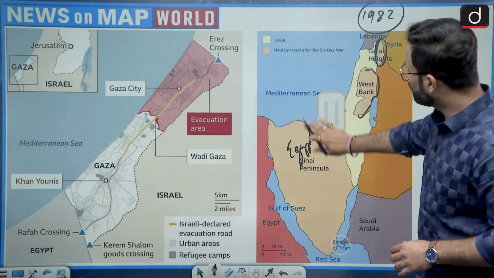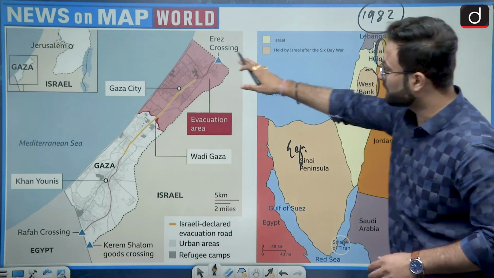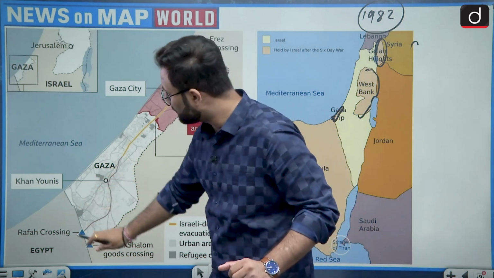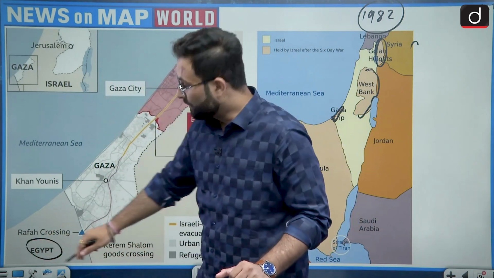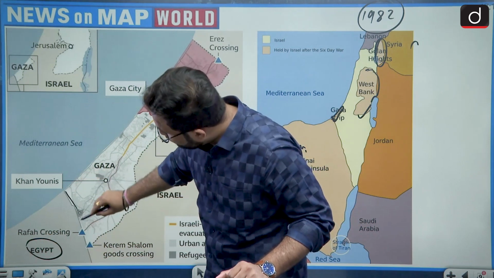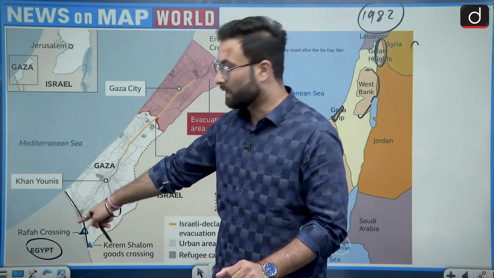Okay, now coming to this particular area of Gaza Strip, and this boundary over here. So this is basically your Gaza Strip, and this is Egypt, or you can say Sinai Peninsula. Now on this particular boundary we have this Rafah city, and this is your Rafah crossing. Okay, so that is there.